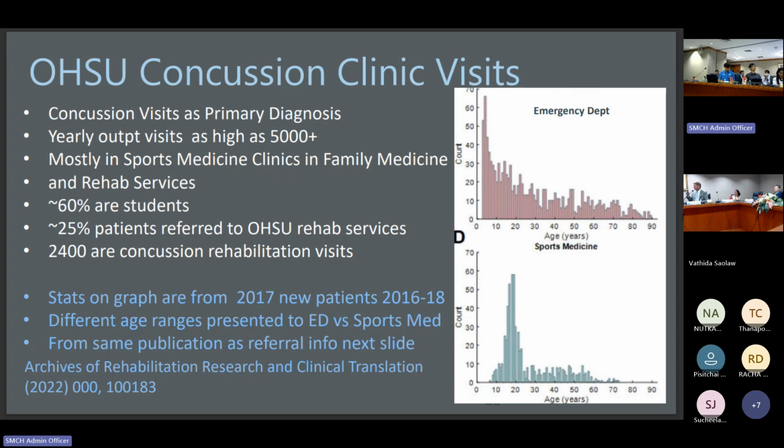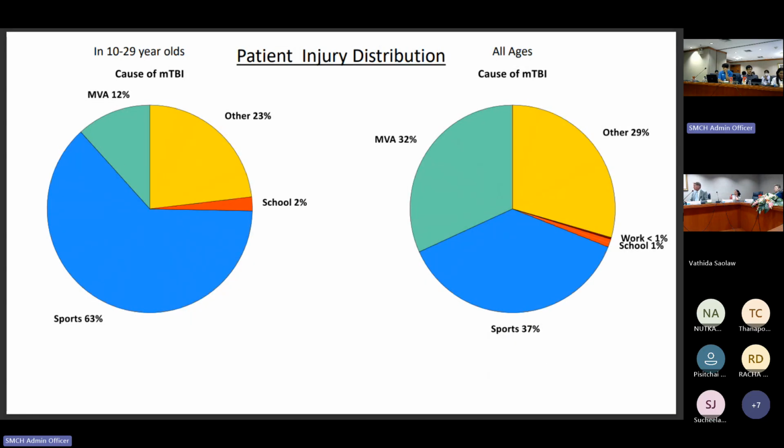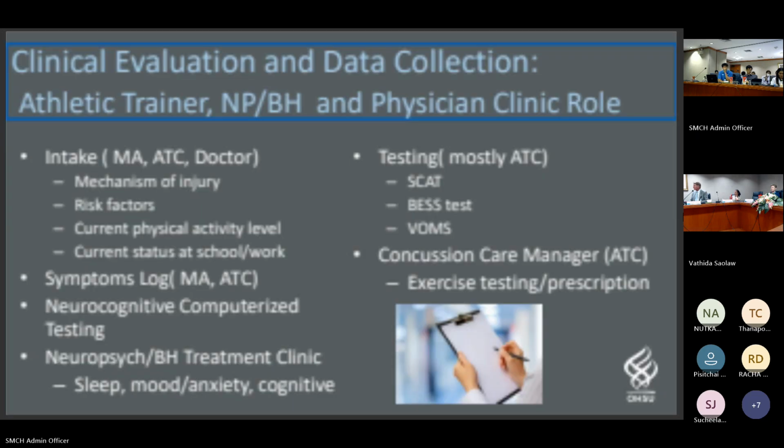This is a retrospective analysis that we did from 2017 patients. Things have gone down just a little bit, but mostly this shows what's going on. You can see here in our younger population on the left, most of the injuries are sports-related concussions, and there are some others on the right, which is all ages. Most of them, or a higher percentage, are motor vehicle accidents. So we see a lot of motor vehicle accident concussions as well.